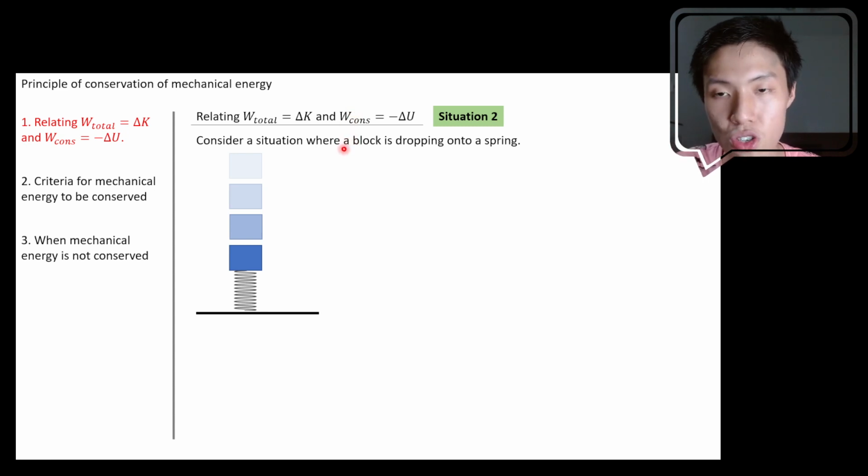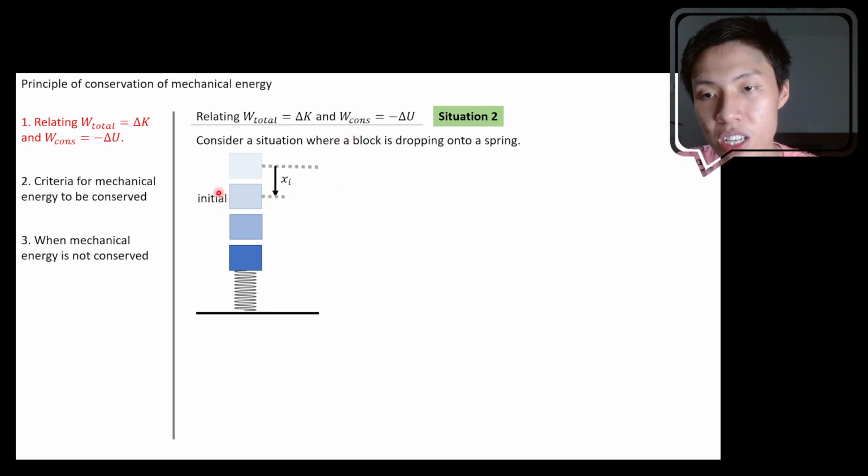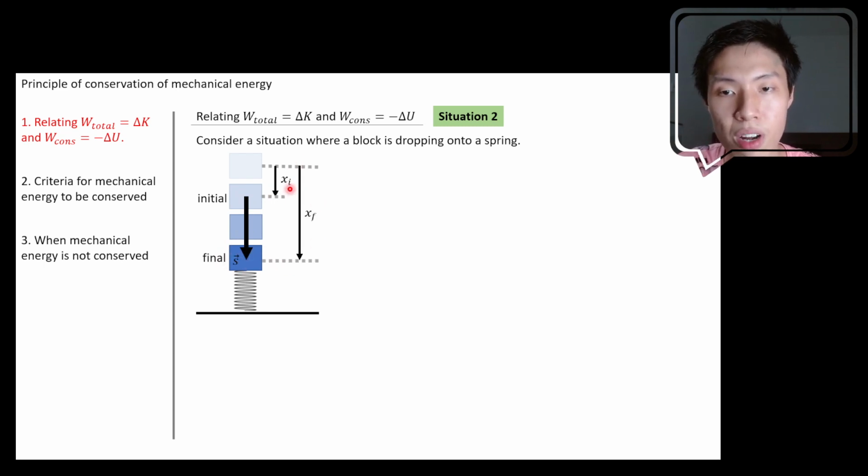What I'm trying to show you here is we have our initial position where the spring is compressed by x initial, and this object moves downwards with a certain displacement, reaching its final position. At this final position, the spring is compressed by a distance of x final. So this is the situation that we have.